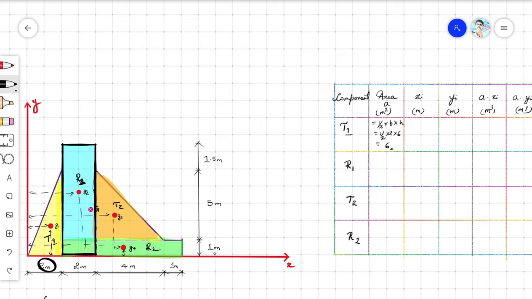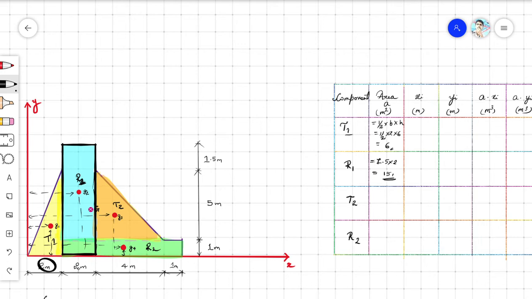The area for the second component, that is rectangle one, is 2 meter into, you can see it over there, the other dimension, which is 5 plus 1 plus 1.5, that is 7.5. So the area is 7.5 into 2. What is 7.5 into 2? That is 15. No meter square, just 15.